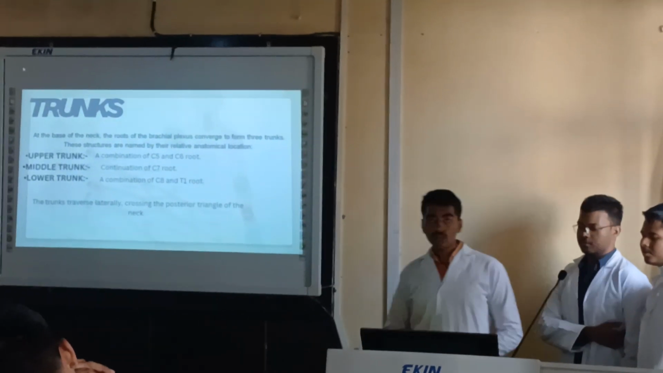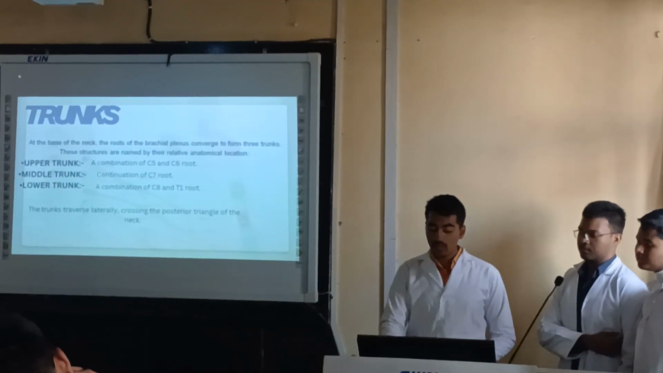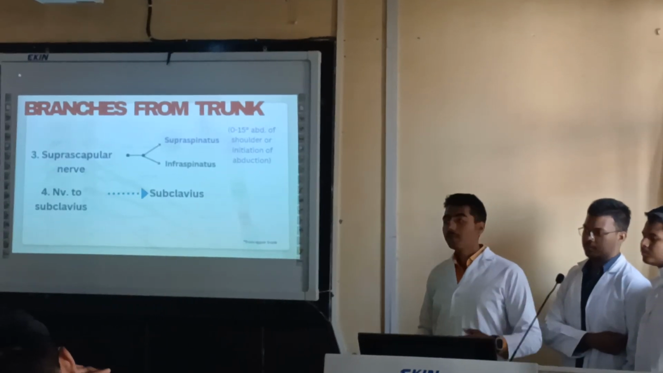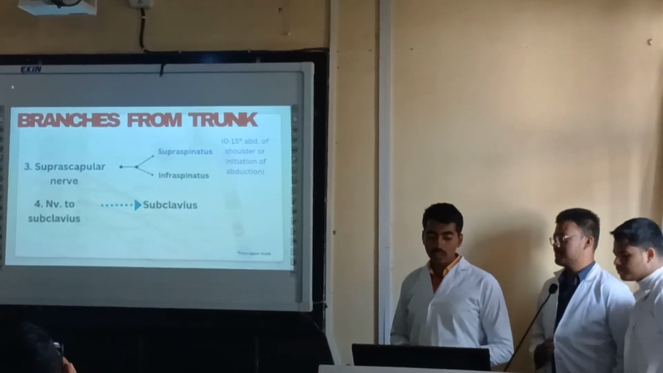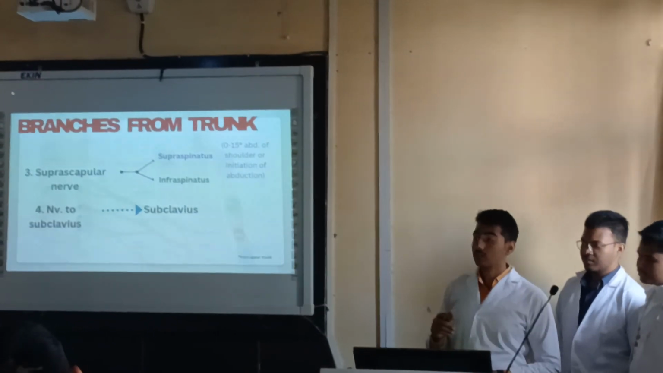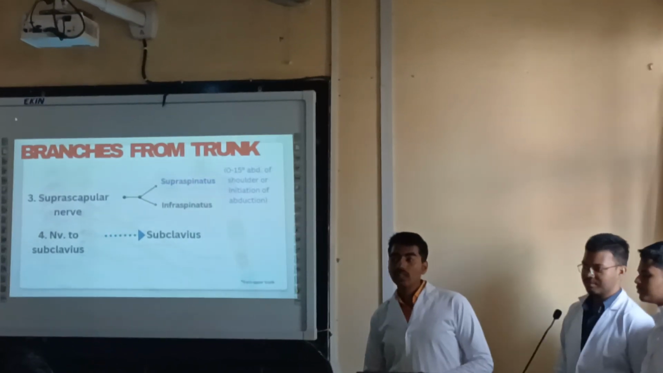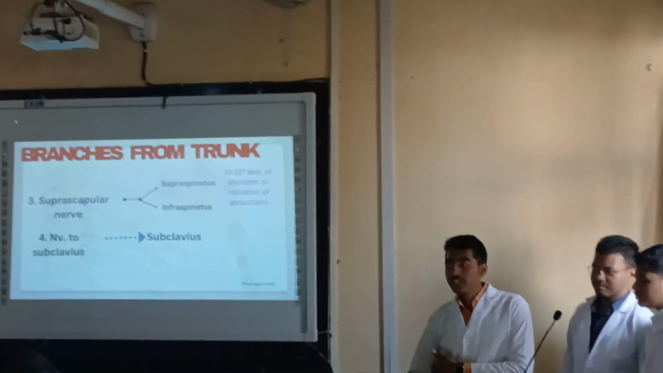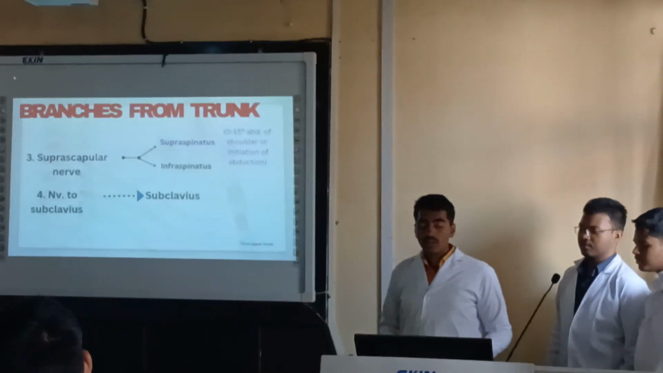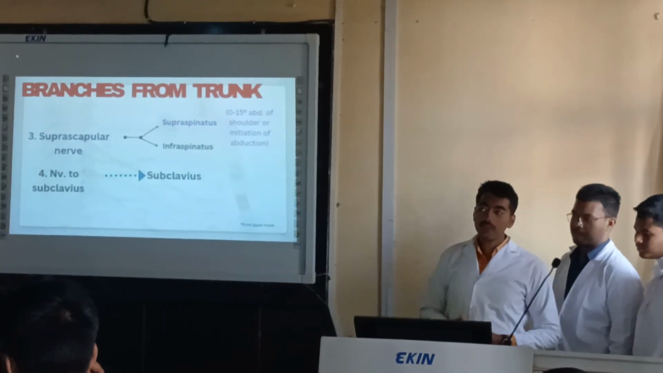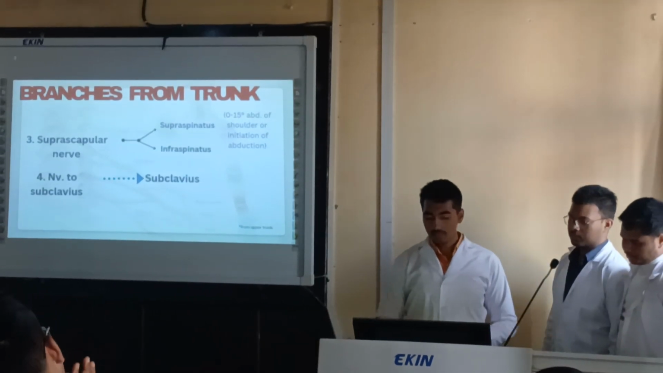One thing to note is that the trunks traverse laterally, crossing the posterior triangle of the neck. Now the branches from the trunk are the suprascapular nerve, which supplies the muscles supraspinatus and the infraspinatus. The supraspinatus muscle is involved in the initiation of the abduction of the shoulder from 0 to 15 degrees. Now the fourth branch which we have seen is the nerve to subclavius. It supplies the subclavius muscle.